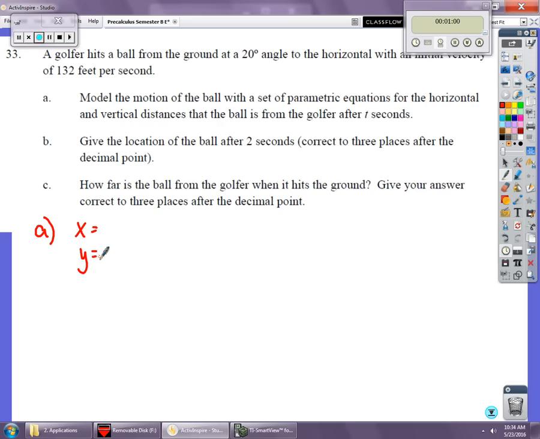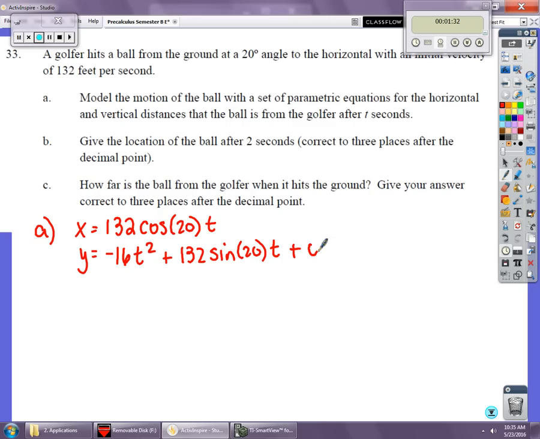Okay, so my initial velocity is 132, and that's going to be multiplied by the cosine of the angle, which is a 20-degree angle, times t. And then the y equals, the vertical one, is negative 16t squared plus, and then we're going to do the same thing that we just wrote here, but with sine: 132 sine 20 t. And then the initial height, the original height, which for a golf ball would be 0. So it's up to you if you want to write the original height. It doesn't really matter. It's not going to make a difference either way.